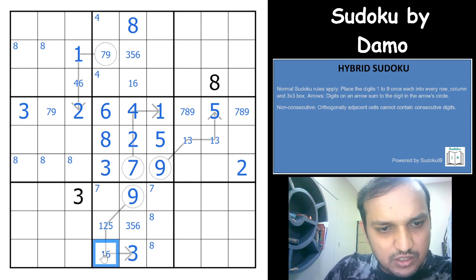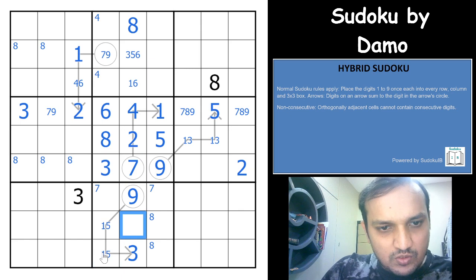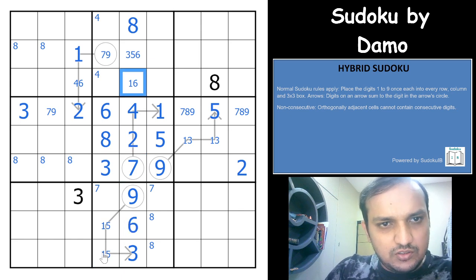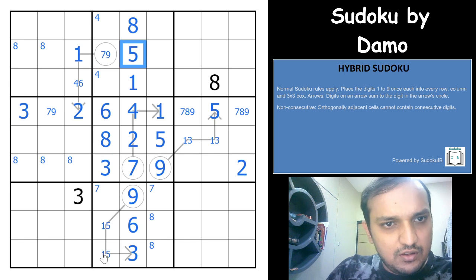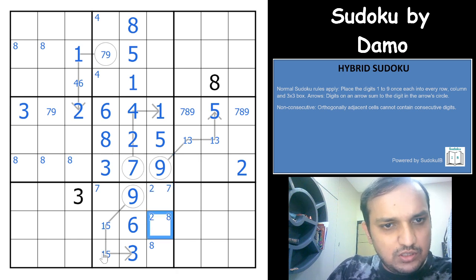So this is 3, 1 and 5, right? 1 and a 5. That is 6, 3, 6, 1 and a 5. We missed a really simple one. 2 is in one of these two cells.